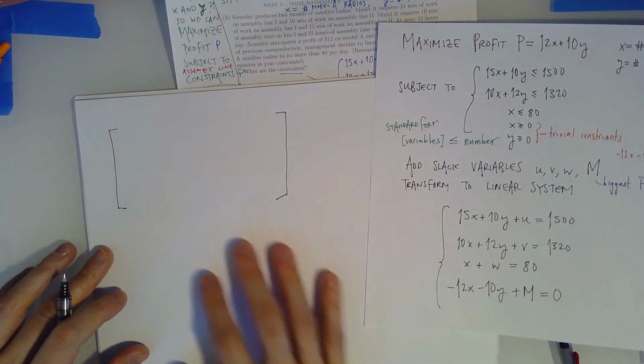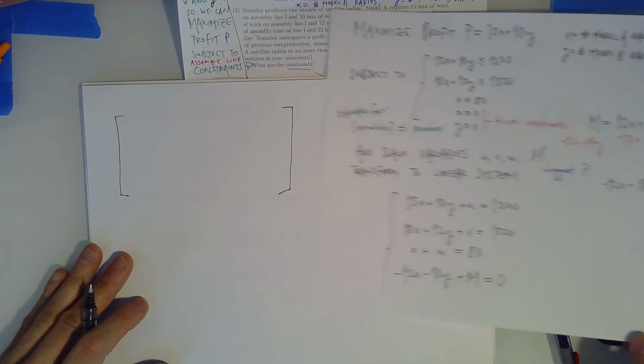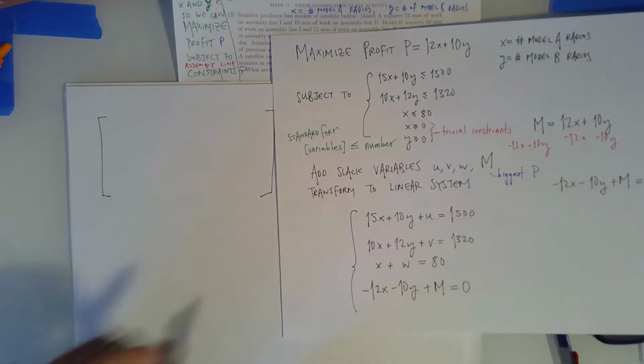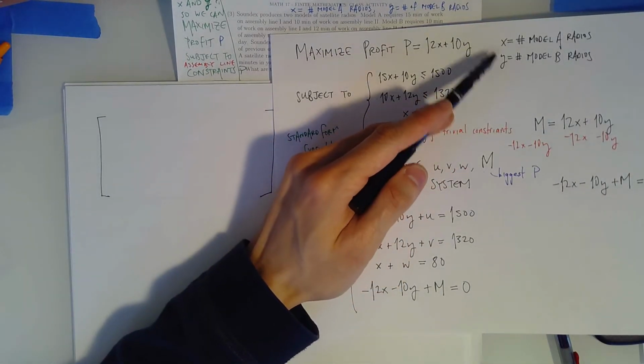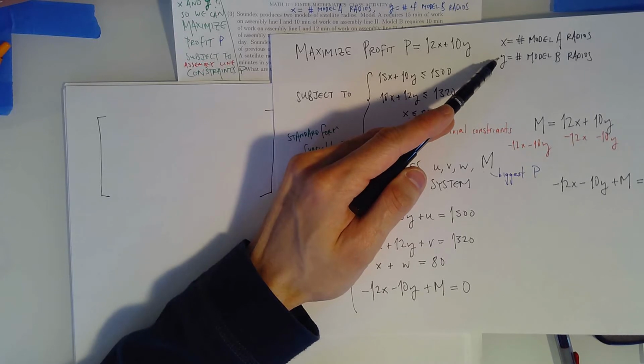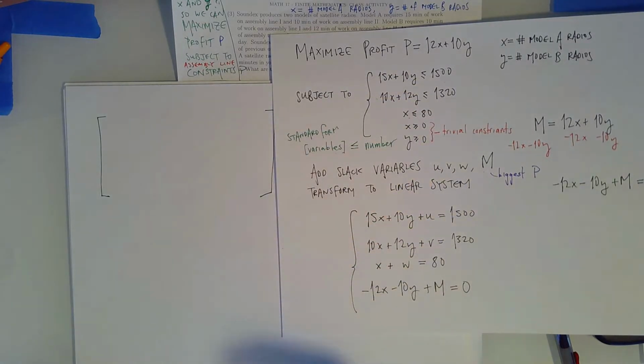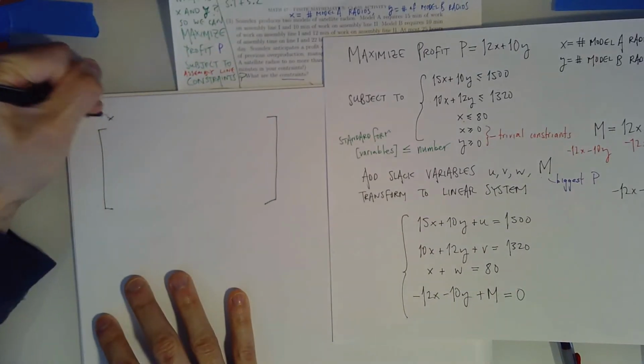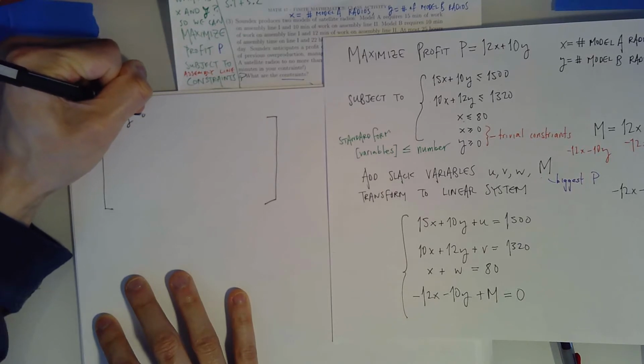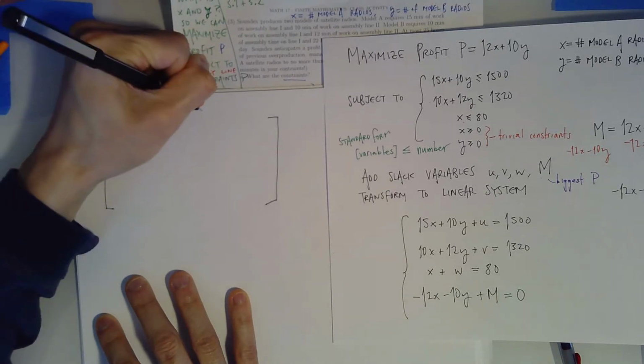Okay, and well, we have 6 variables here. You got x and y. These are the number of model A and model B radios, but then you got U, V, W, and big M. So you got 6 variables here. This is a system in which you have 6 variables. I'm writing them down right now.